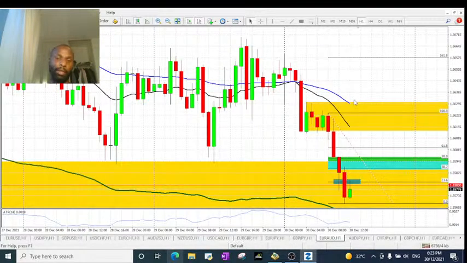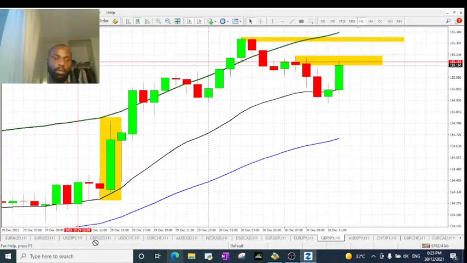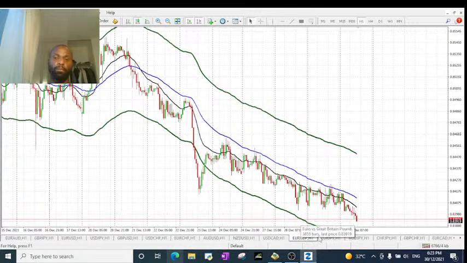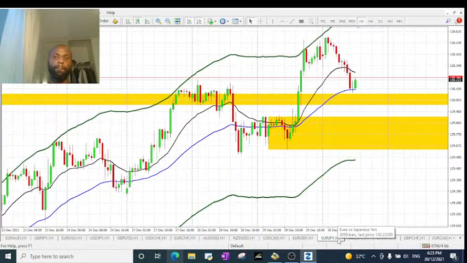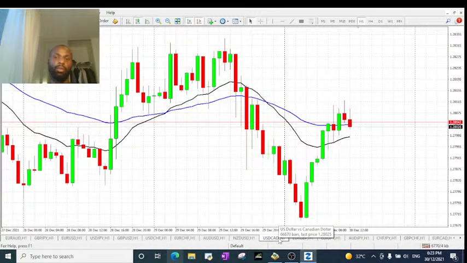So we have pound yen, Euro Australian dollar. I'll move them to the edge, right here. Euro Australian dollar and pound yen. Euro yen, euro pound, US card.